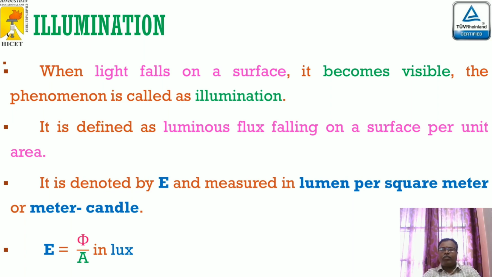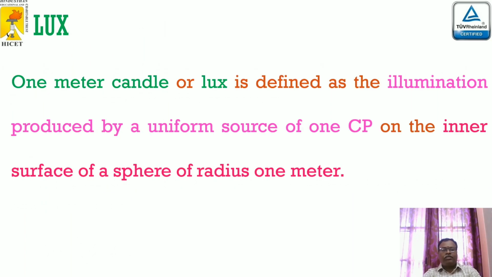And next you can see the lux. What is the definition of the lux? 1 meter candle or lux is defined as the illumination produced by a uniform source of 1 cp on the inner surface of a sphere of radius 1 meter.